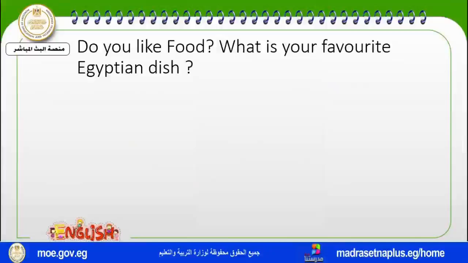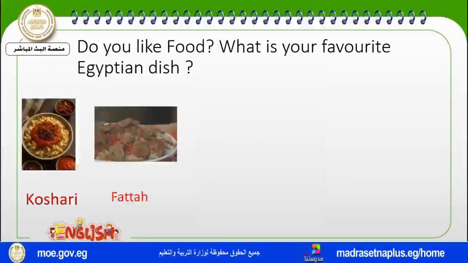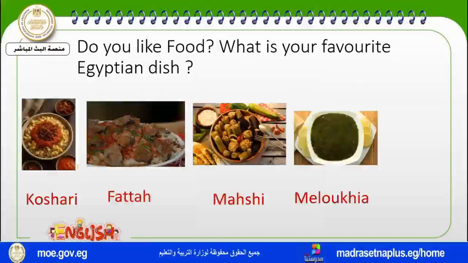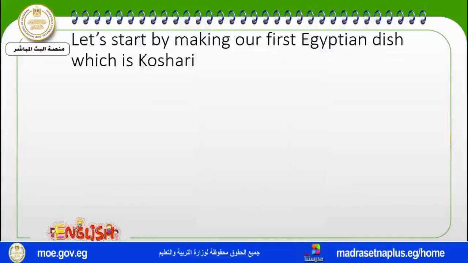Let's have some choices. Do you like kushari more, or fatta, or mahshi, melokhia, or hawawshi? These are five of the most famous Egyptian foods or dishes. So, which one is your answer? For me, I prefer melokhia. What about you?